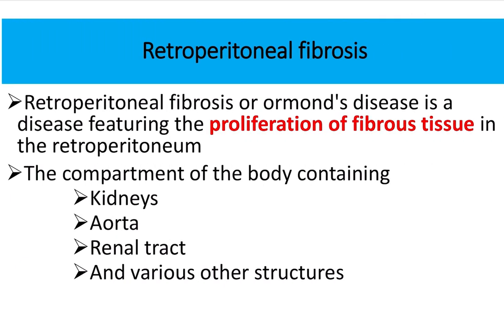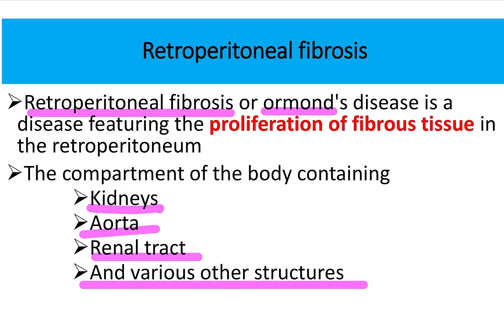First of all, let's see retroperitoneal fibrosis, or Ormond's disease. It is a feature of proliferation of fibrous tissue in the retroperitoneum, the compartment of the body containing the kidney, aorta, renal tract, and various other structures. That means in the retroperitoneal space, commonly found are the kidney, aorta, renal tract, and some other important structures. And here, what is important is whether there is any tumor in the retroperitoneal space.